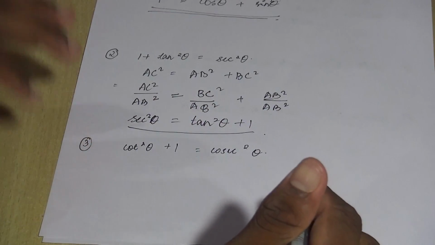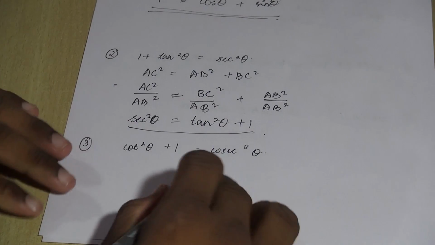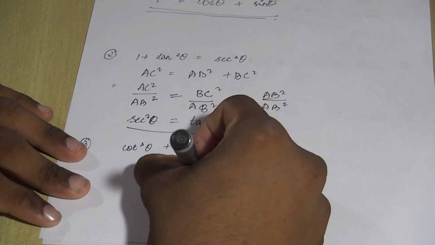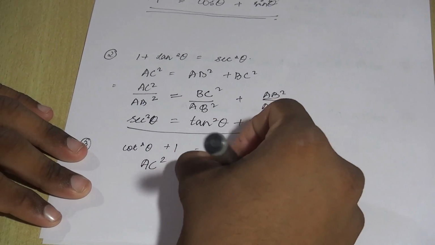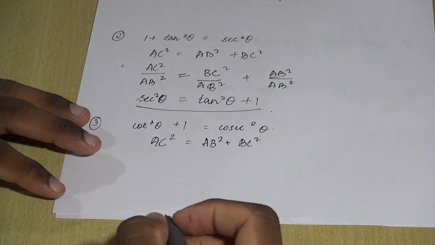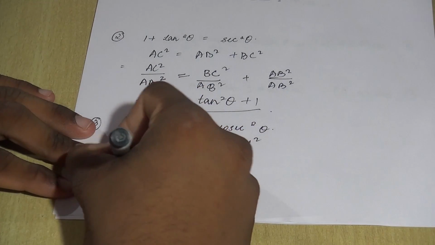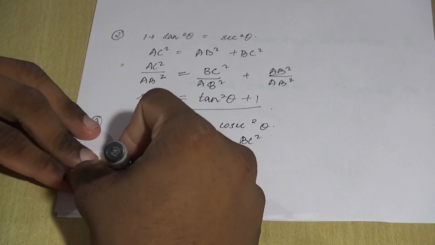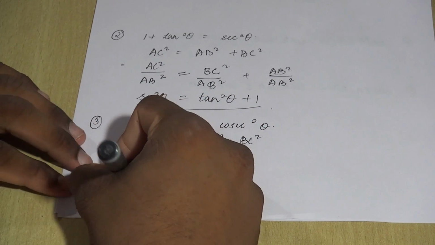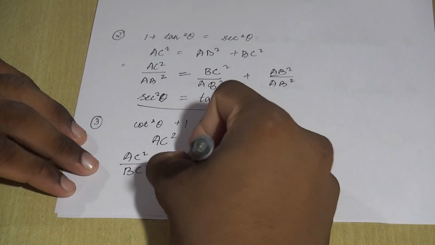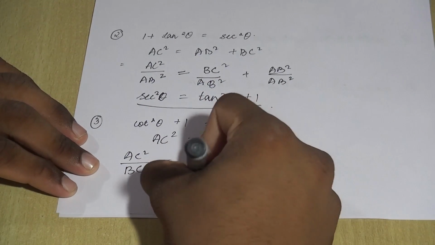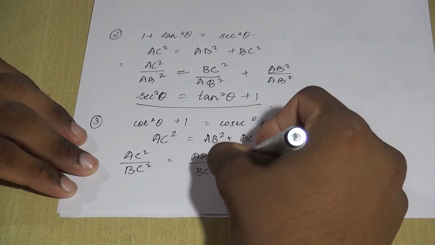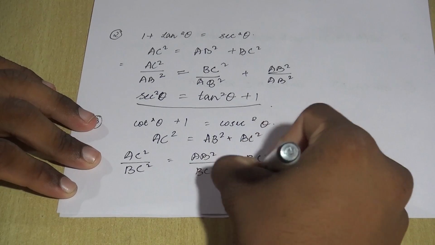Now the third one is cot square theta plus 1 is equal to cosec square theta. Now let's write the Pythagoras theorem again. Now this time we'll divide it by BC squared. We get AC squared by BC squared is equal to AB squared by BC squared plus BC squared by BC squared.